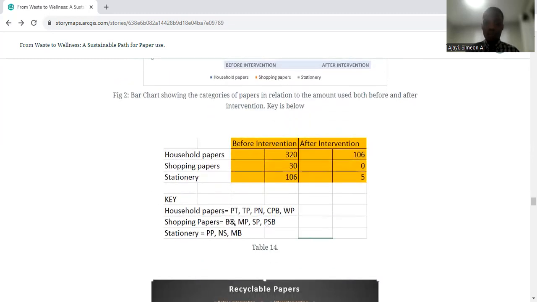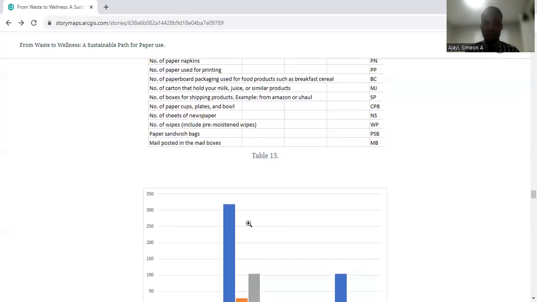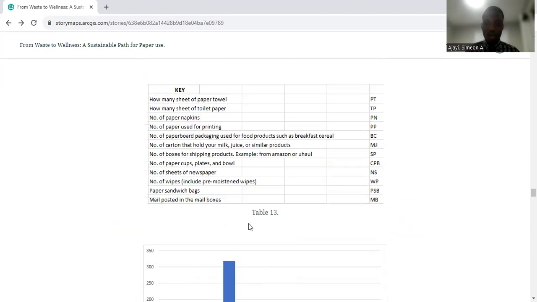And the shopping papers are BC, which is the breakfast cereal, and also MP.